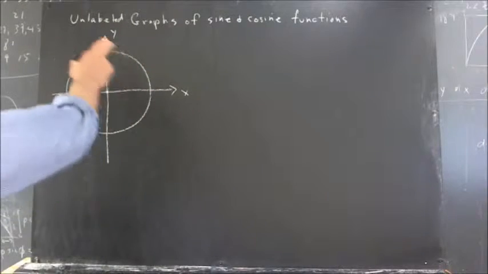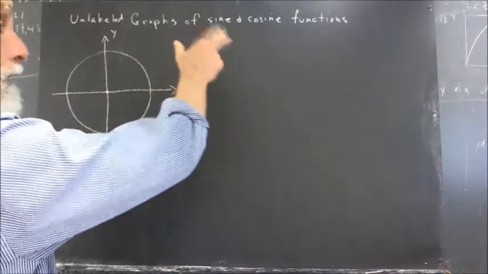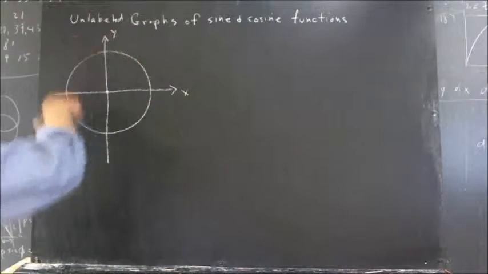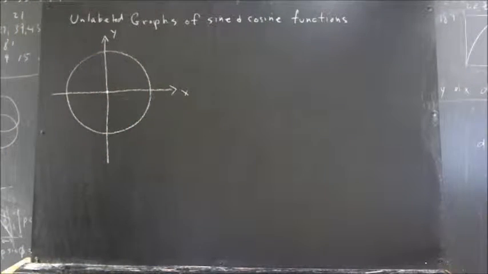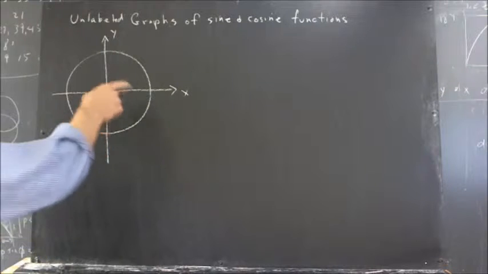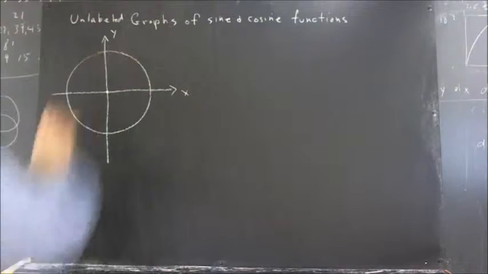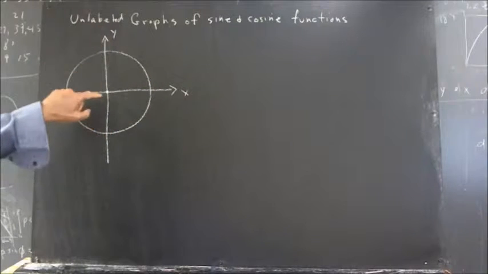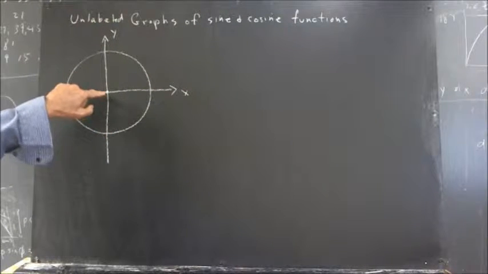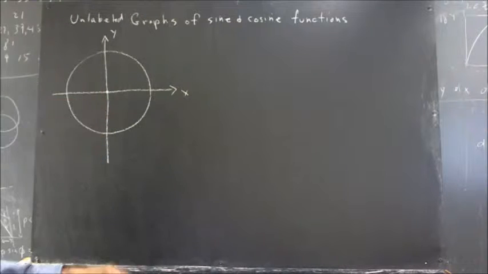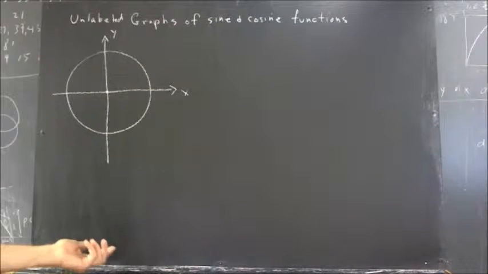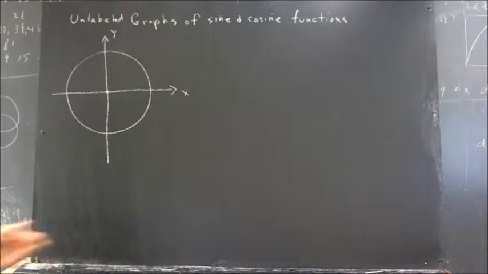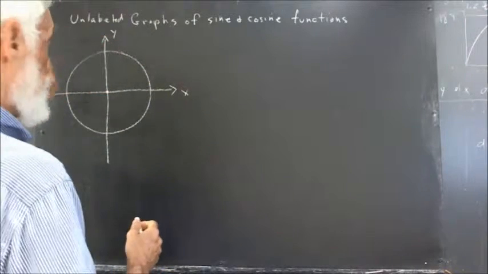We're going to construct unlabeled graphs of sine and cosine functions based on a circular model. The circular model consists of a circle with an x and a y coordinate system centered with the origin at the center of the circle. Now, the first thing we want to do to construct an approximate graph is mark off points around this circle.